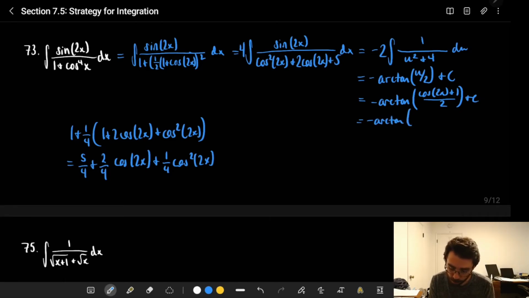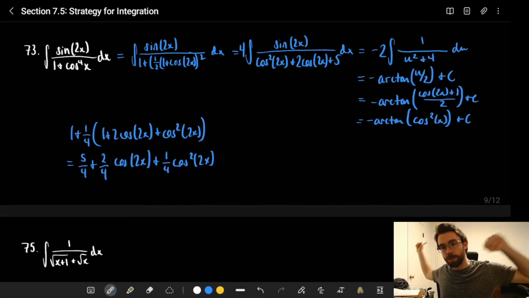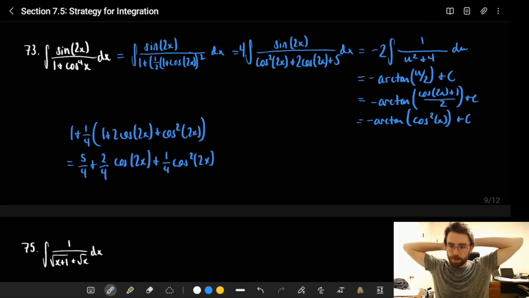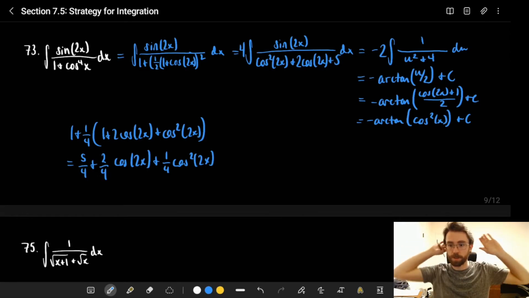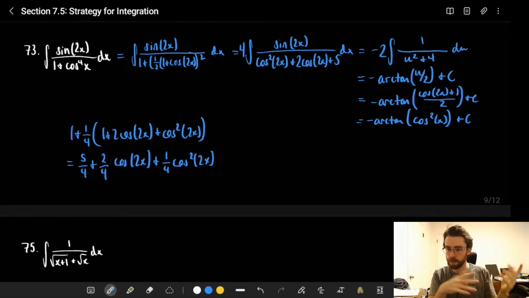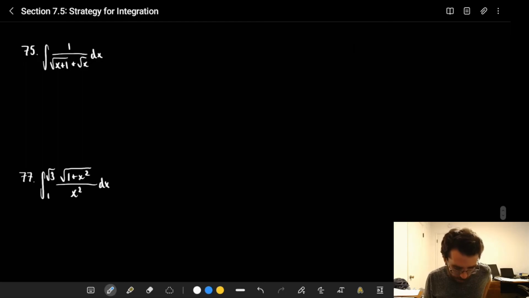Cosine 2x plus 1 over 2. That's the same identity we used here. That's cosine squared. So it would have been easier if I took a derivative of that thing, because that would have been negative 1 over 1 plus cosine to the 4th times the derivative of cosine squared, which is 2 sine cosine, which is sine of 2x, and then, well, a negative would cancel as well. But that works. Next one.